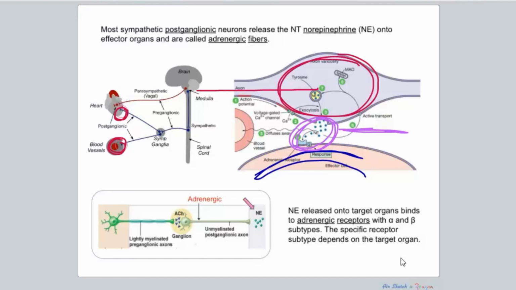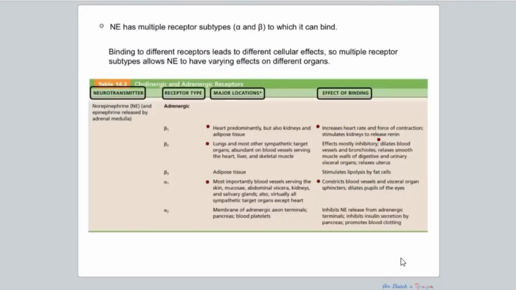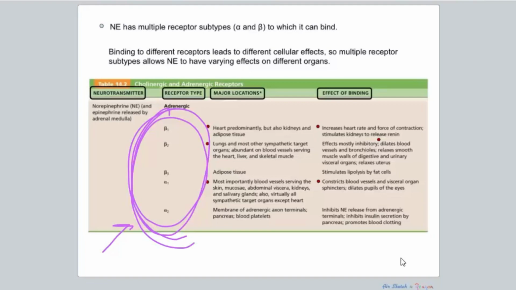Now, these norepinephrine releasing fibers are called adrenergic fibers. So these are adrenergic fibers. And there's a whole lot of different receptors for these adrenergic fibers for norepinephrine to bind onto. And we're not going to get into this, but this is a prime place where pharmacology can come along and design drugs that bind to these specific receptors that are located on different organs and therefore only selectively stimulate organs of the sympathetic system.